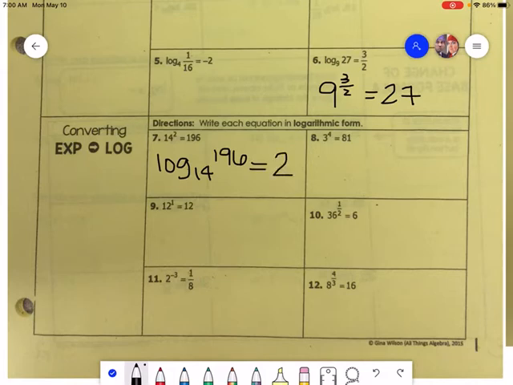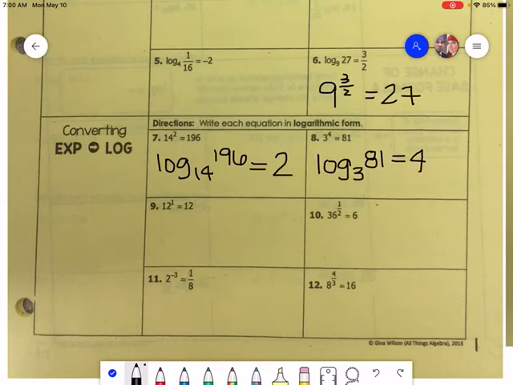So log base 14 of 196 equals 2. Okay, let's try it with number 8. Log, what's our base? 3 of our answer, 81, equals 4.